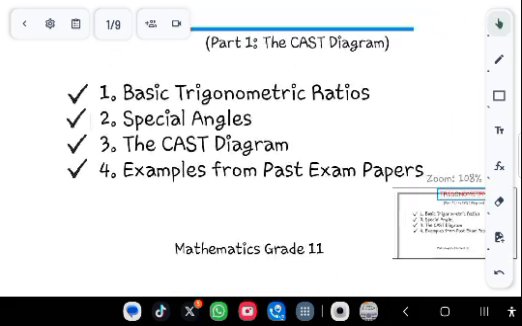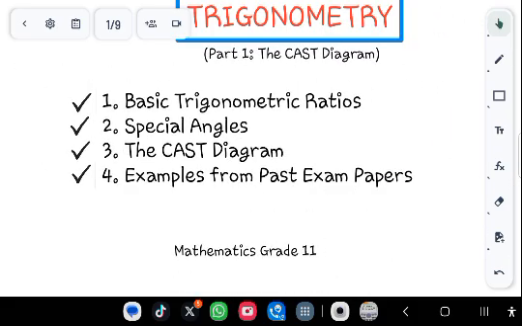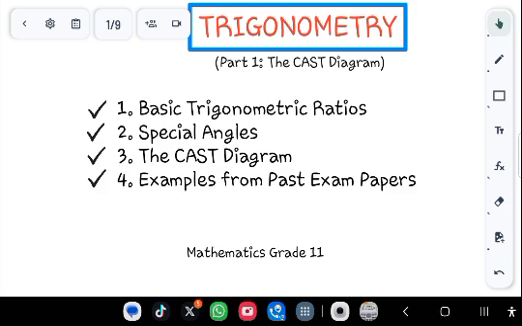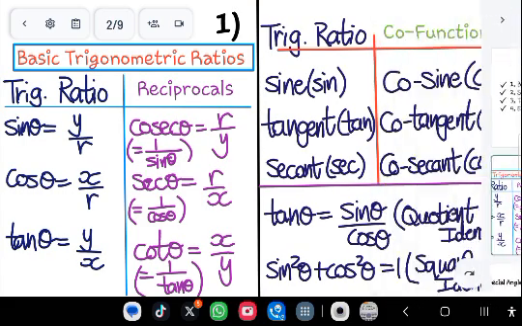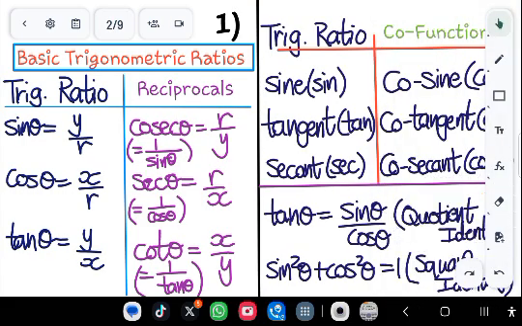Number 4, we're going to look at examples from past exam papers so you can see in an exam or test situation how this type of questions will come out. Let's start. First, let's look at basic trigonometric ratios.